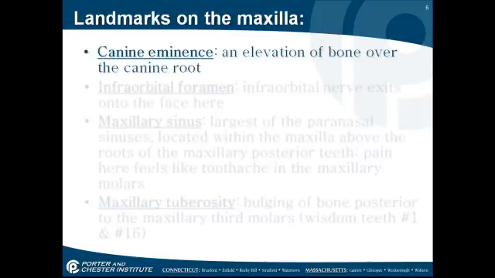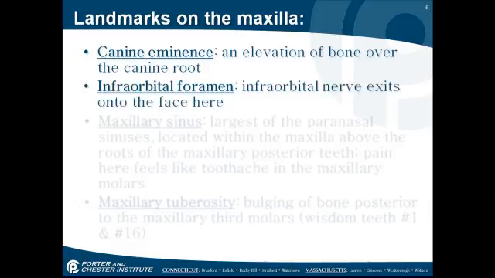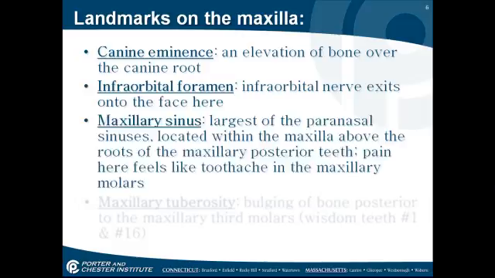Some landmarks on the maxilla. One is the canine eminence, an elevation of bone over the canine root. There's a right side and a left side, and it's usually viewed as the maxillary canines, teeth number 6 and number 11. The infraorbital foramen. The infraorbital nerve exits onto the face here, and that's one of the nerves that's used to anesthetize the patient when we're doing dental work.